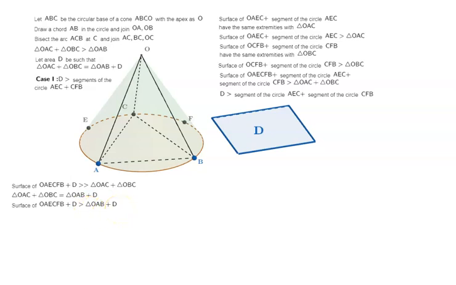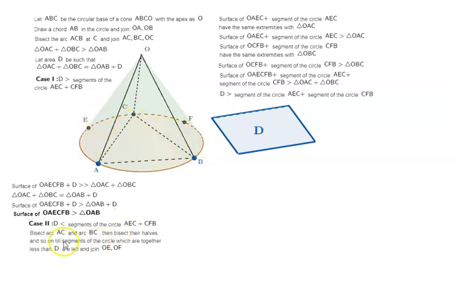And if we subtract D from both sides, we are left with surface OAECFB is greater than the triangle OAB. So we have proved the first case. Now let's look at the second case, where D is less than the segments of the circle AEC plus CFB.